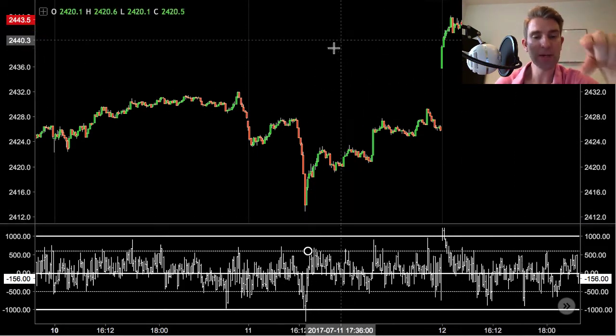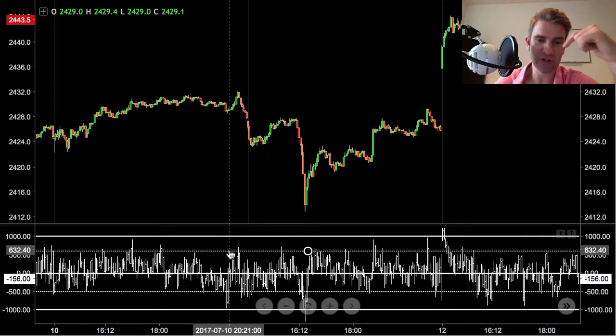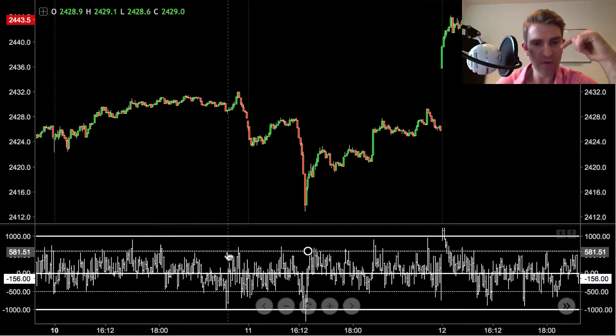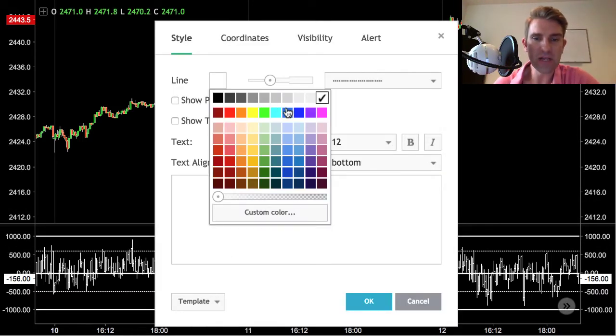But let's get straight down to it. Let's have a look at some strategies for using the tick index. One of my very, very favorite indicators, if you can call it that.